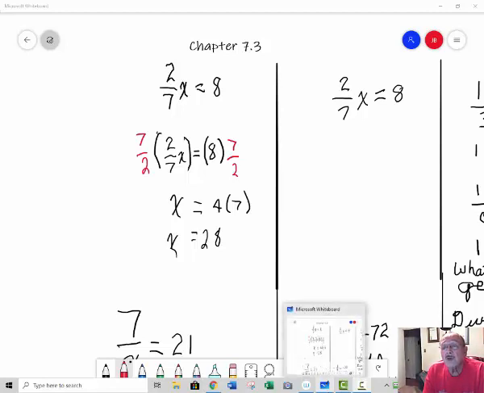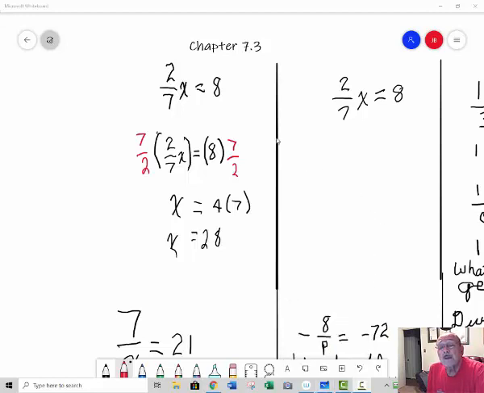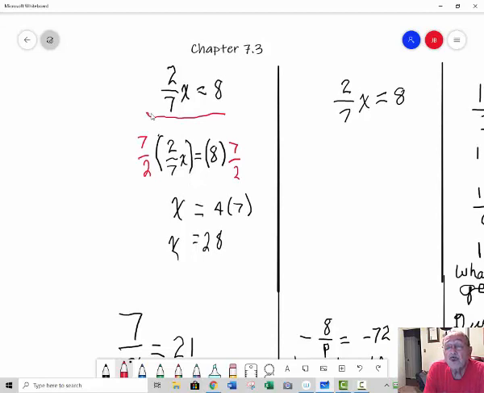Okay, I want to look at chapter 7.3 and a couple of things on dealing with fractions. I told you earlier that I don't like fractions, so I try to eliminate them. Now this example that I've got right here, we have a particular way of solving this one that I've already discussed. The way we do it is we use the reciprocal of 2 7ths, multiplying both sides of that equation by 7 over 2. The 7s cancel, the 2s cancel, and all you're left with is the x.